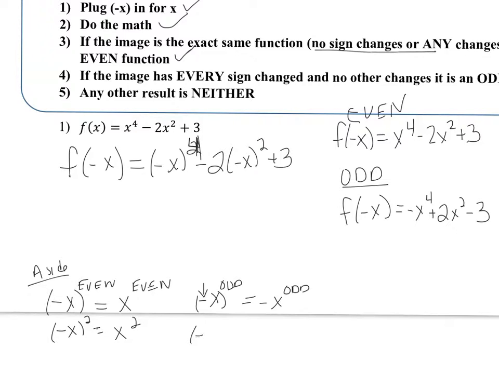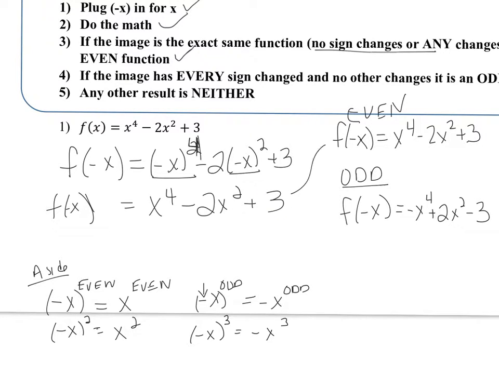So if I do negative x to the 3rd, that's simply negative x to the 3rd. This is an even exponent, so that's going to be positive. This is an even exponent, also positive. So plus 3. None of the signs change. So f of negative x is this one. These two match, so this is an even function.